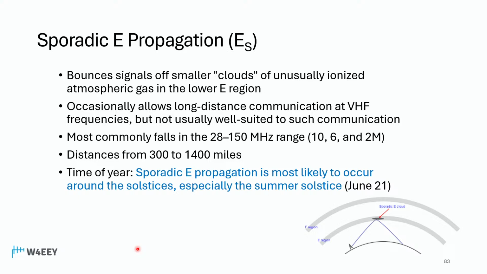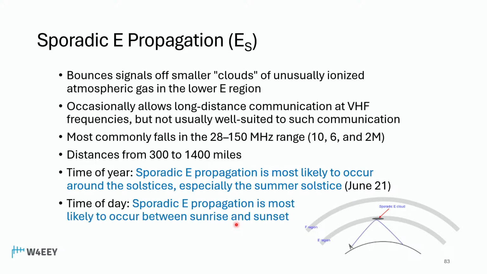What time of the year can you see this happen? Sporadic E propagation is most likely to occur around the solstices, especially the summer solstice, around June 21st. And interestingly, guess when the big VHF contest is? Well, it's at the end of June. And Field Day, yep. So Gary is our VHF guy for Field Day, and he takes advantage of this.